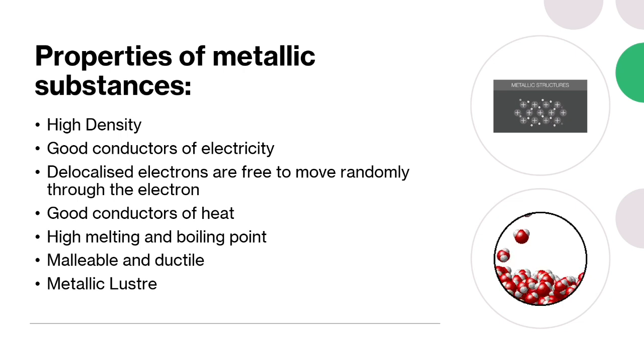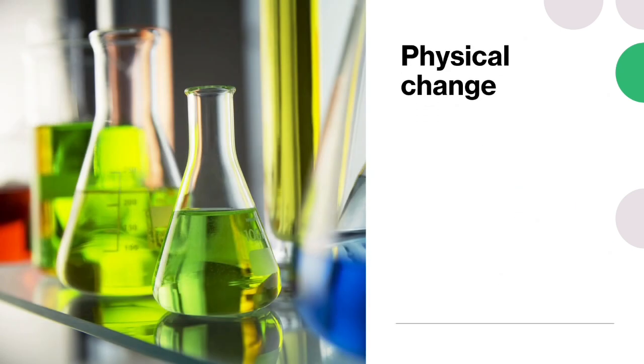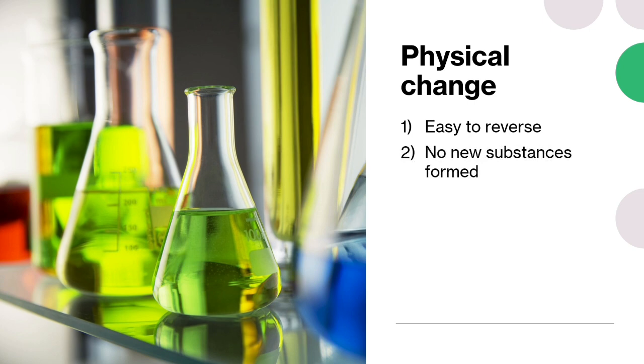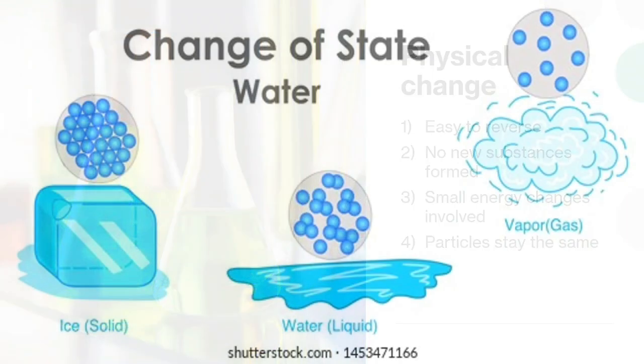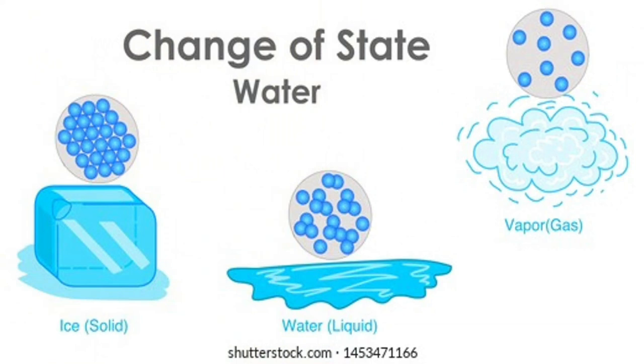Physical change. 1. Usually easy to reverse. 2. No new substances formed. 3. Small energy changes involved. 4. Melting, evaporation, separation of mixtures. The particles stay the same, but their arrangement changes. Example of physical change, water. The particles change because the bonding between their atoms changes.